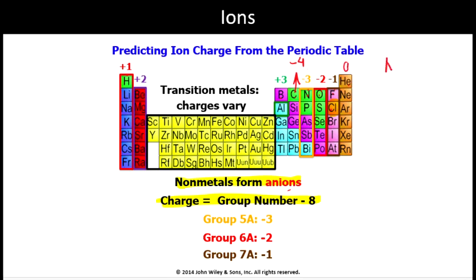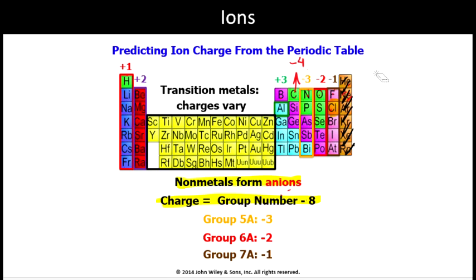So for example, Ne is group number 8, 8 minus 8, 0. So it looks like Ne cannot make an ion. Group number 8 elements cannot make any ions. So noble gases don't make anions. They don't make any ions. That is why we call them stable. They are noble gases. They have the least activity. They don't make any ions.